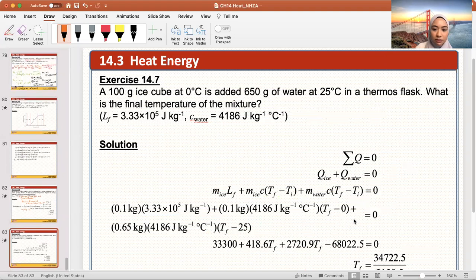Okay, so they write Q ice plus Q water equals 0. And mass of ice, this is the L F for ice, 0.1. And then they use specific heat of water, this guy is the water, and T final minus 0, which is our T initial for ice. And then 0.65 is the mass of water, this guy is water, and T final minus 25. Okay, it looks like we got the working steps correct now.